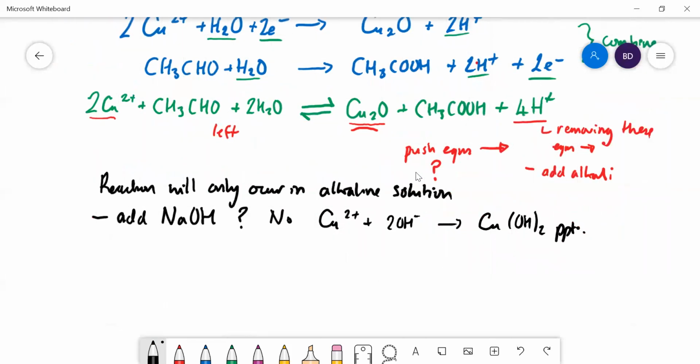And the way you make it alkaline without precipitating out the copper 2 plus ions is you add a ligand. And this is the bit you won't understand if you're not in year 13. We add a ligand to complex with the copper 2 plus ion, and that ligand is the tartrate ion.